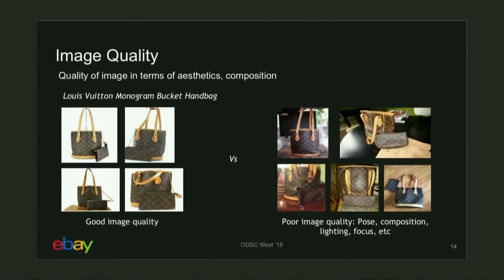Here is another example. On the left side, you see all these Louis Vuitton bags with white background. And at eBay, we also have images on the right side. This is actually a strength for us when we train our models. We have image qualities, like very good image quality and also poor image quality, because there are lots of sellers listing images with different quality.